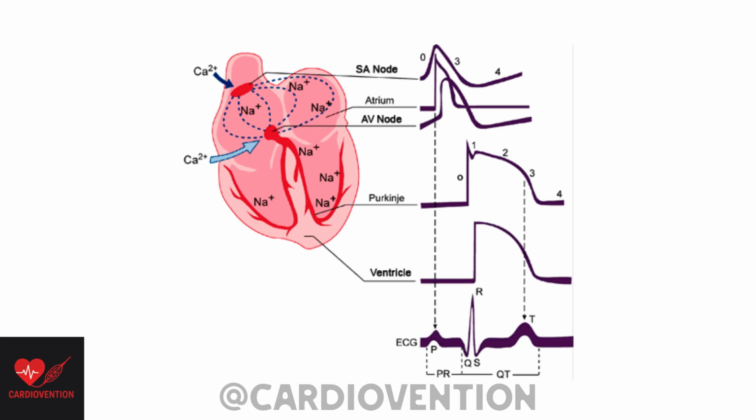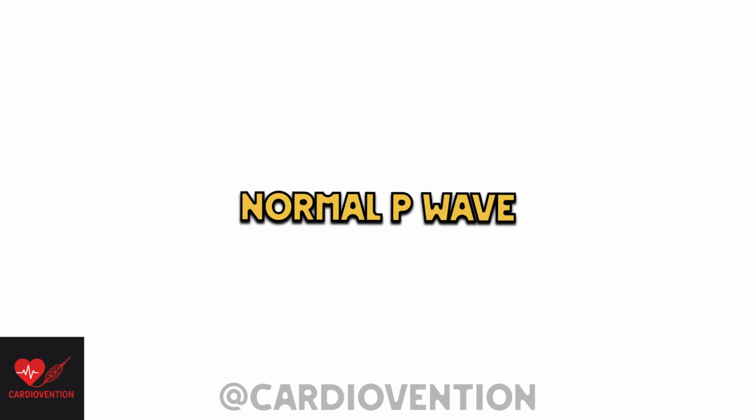At the cellular level, depolarization is mediated by fast sodium channels in atrial myocytes. Because both atria do not depolarize simultaneously, the P wave reflects this dual component pattern. Let's now discuss the normal features of the P wave.